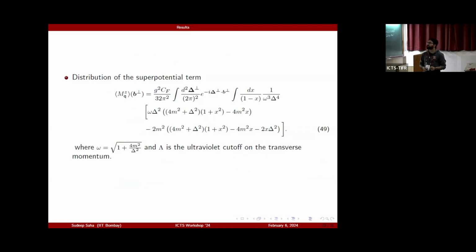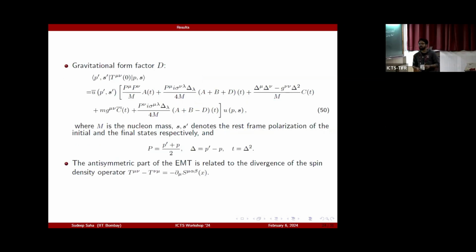This is the expression for the superpotential term. Okay, so instead of taking a symmetric energy momentum tensor, if we take a general asymmetric energy momentum tensor whose antisymmetric part is related to the divergence of the spin density operator, then for such an energy momentum tensor, the matrix element for a spin half system contains an extra form factor apart from the four form factors A, B, C and C bar.